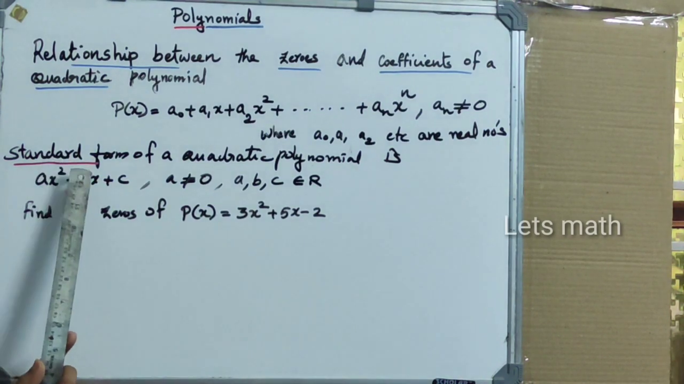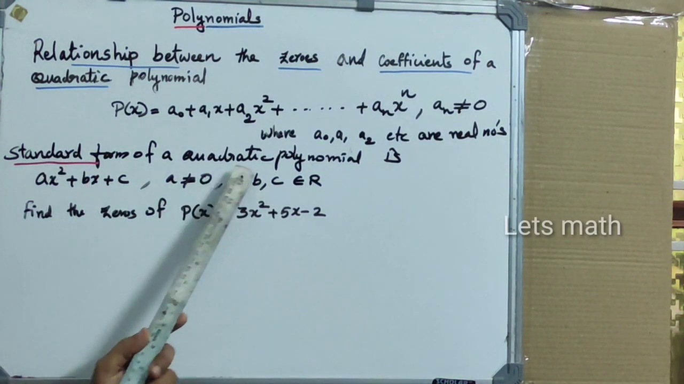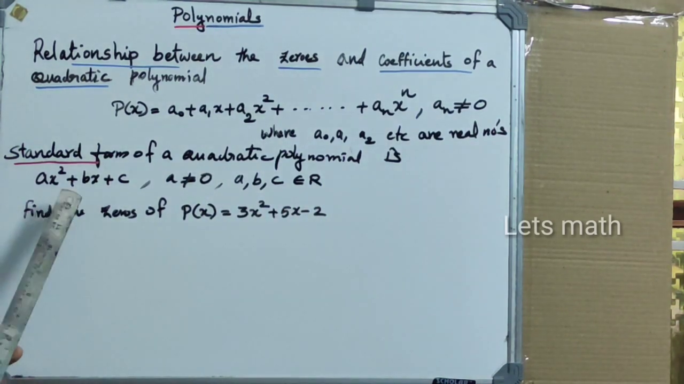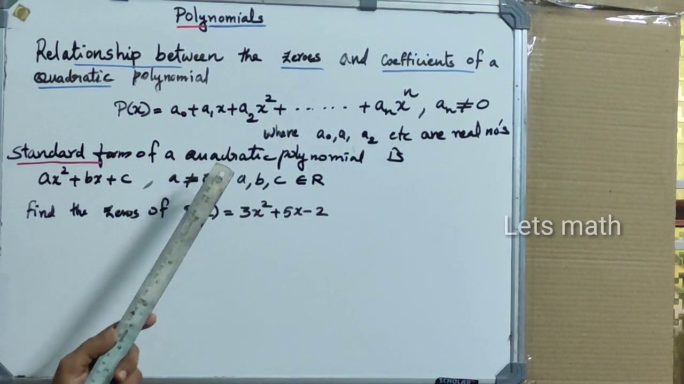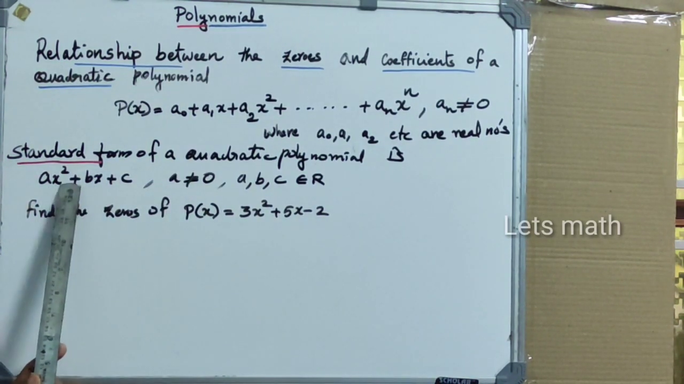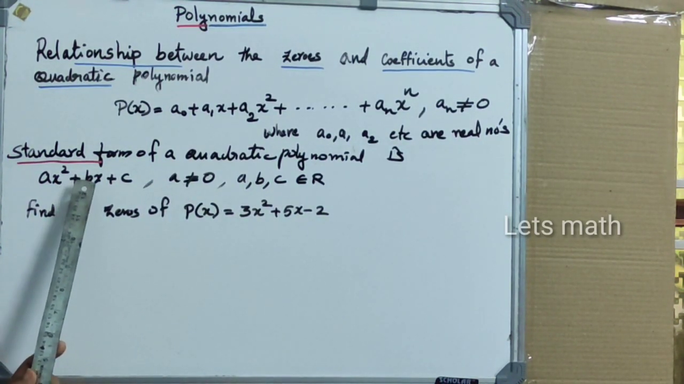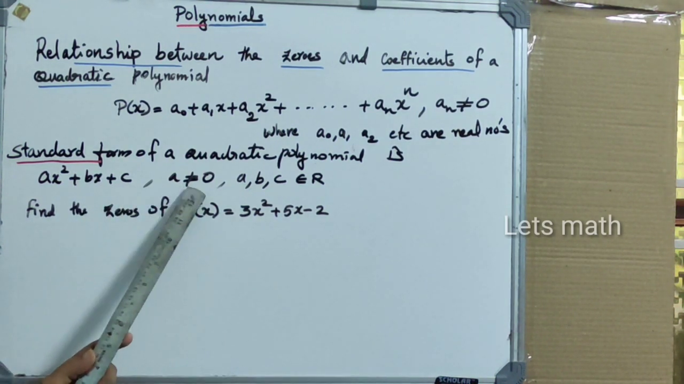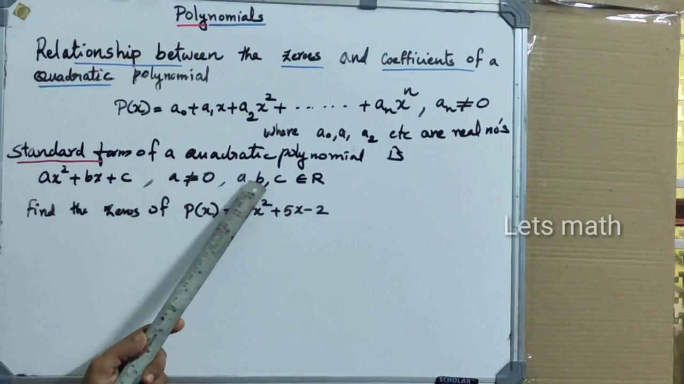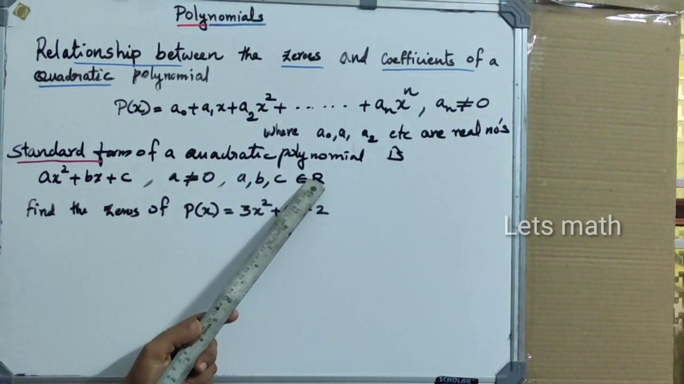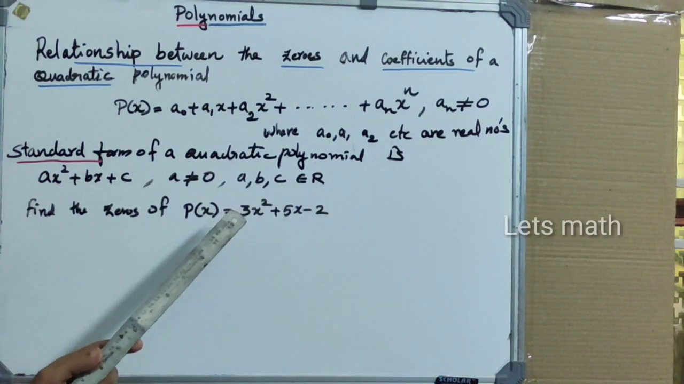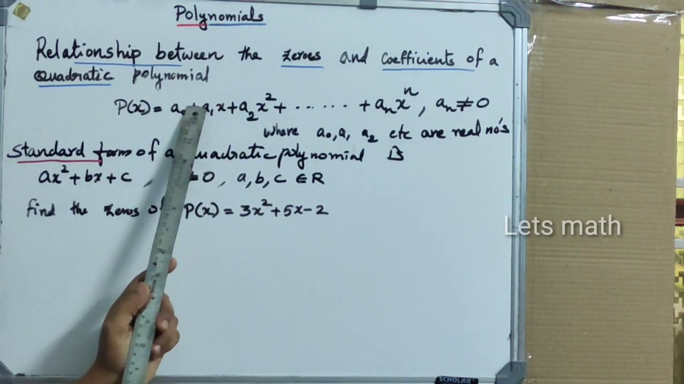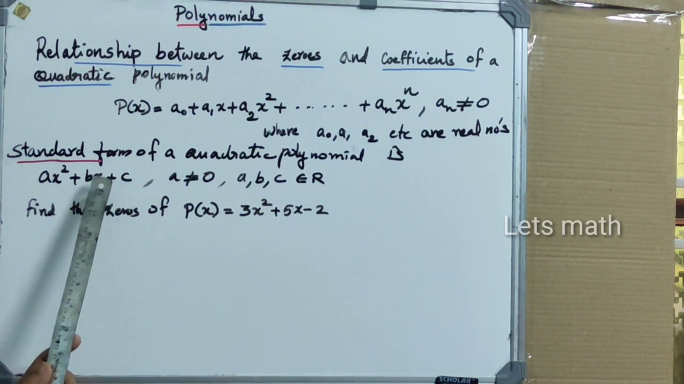Now we also discussed the standard form of a quadratic polynomial on that day. The standard form of the quadratic polynomial is p of x equal to ax square plus bx plus c, where a is not equal to 0, and a, b, c belong to R. That means a, b, c are real numbers. So we have the x square term, the x term and the constant.